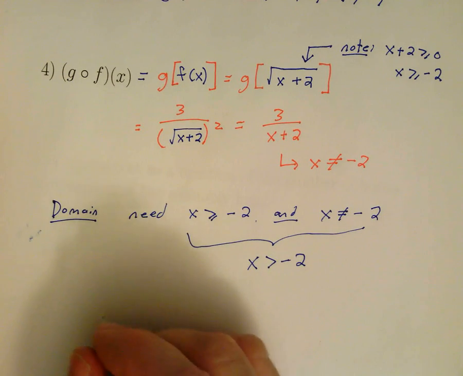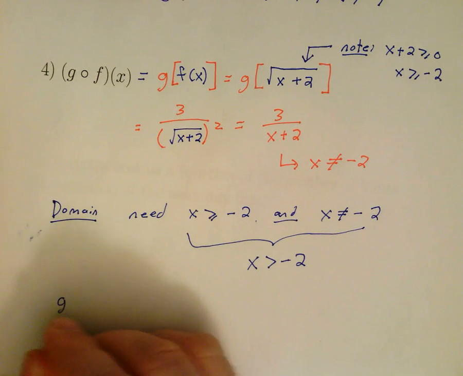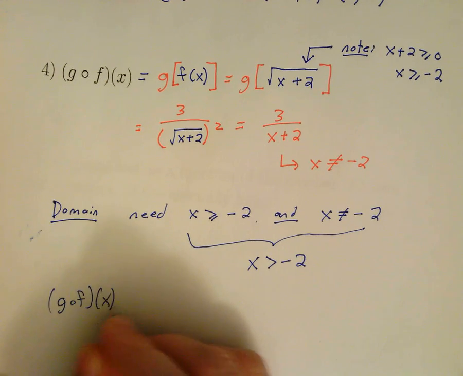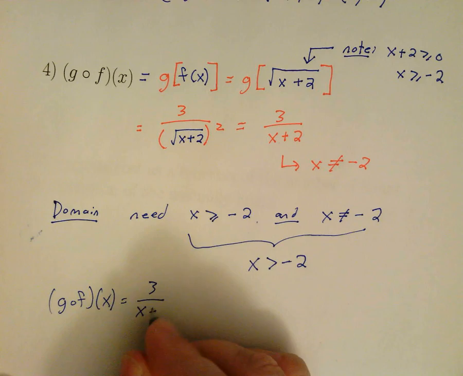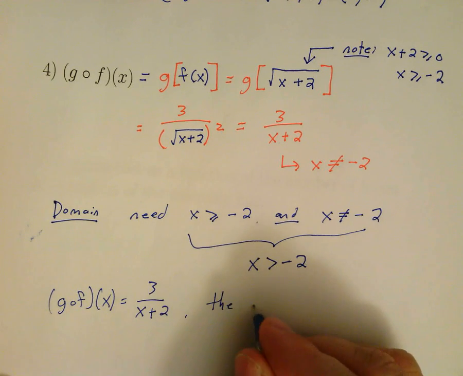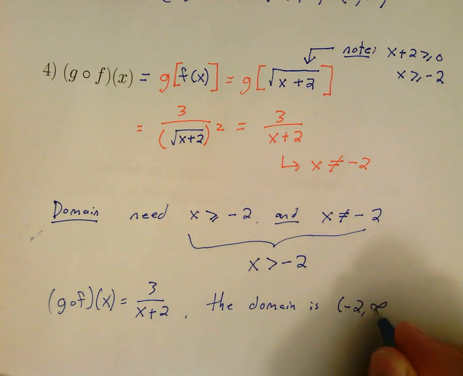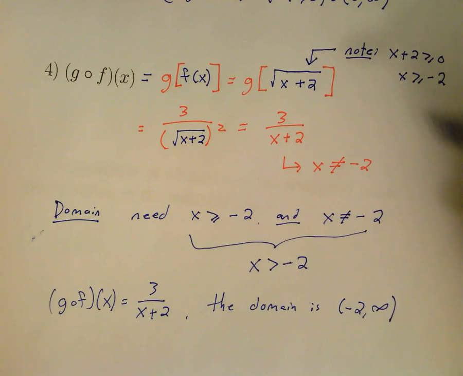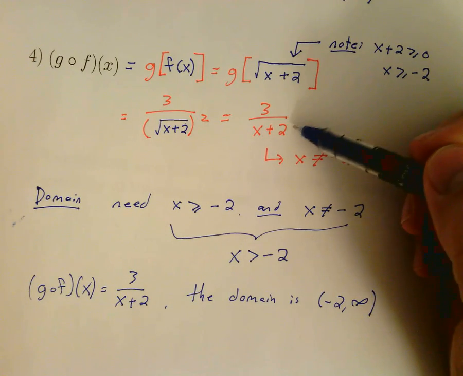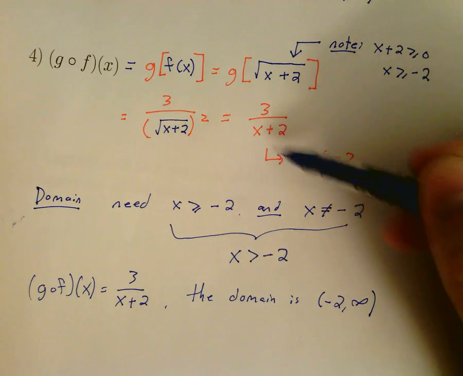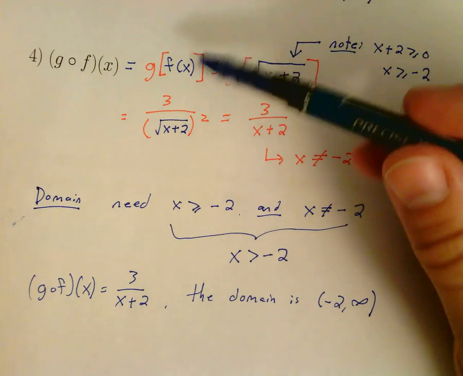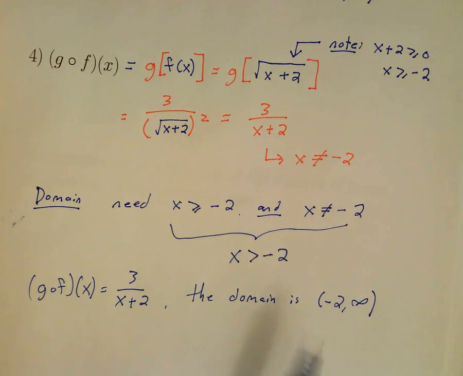So my domain for g of f of x, which we said is 3 over x plus 2, is negative 2 to infinity. Now again, the important part about this is as you create these functions, as you do each step, you have to ask yourself, what is the domain of each step? If I just went right to the end result and looked at the domain of just the end result, I'd get the wrong answer. I have to consider each step to get the final answer.